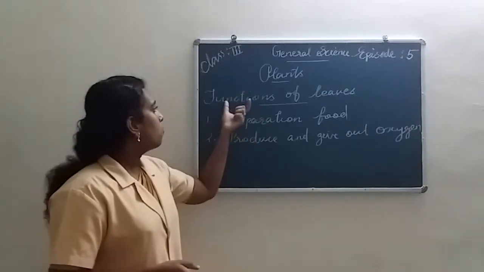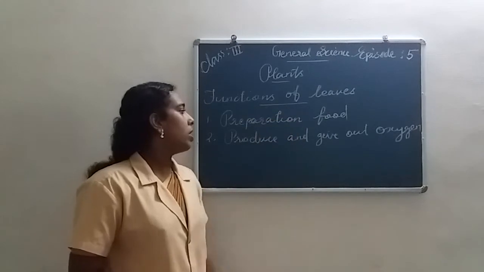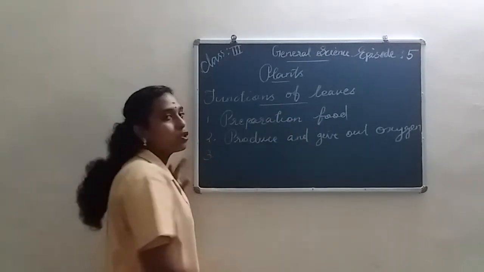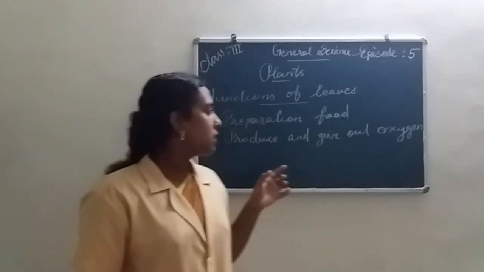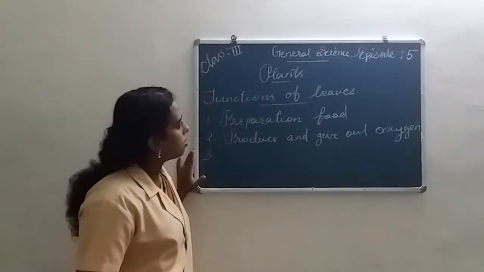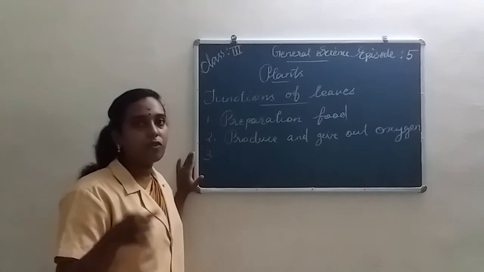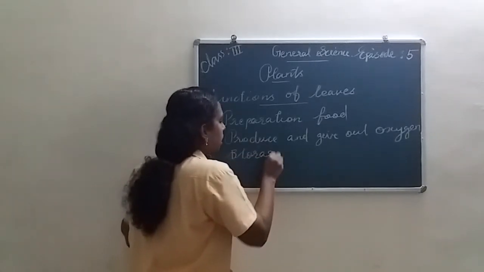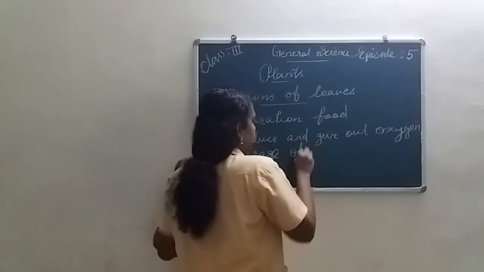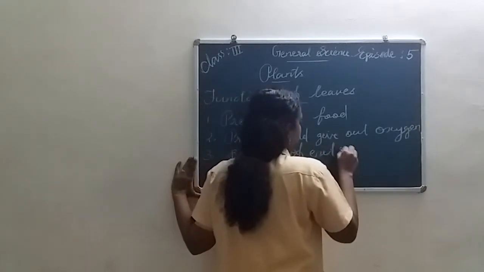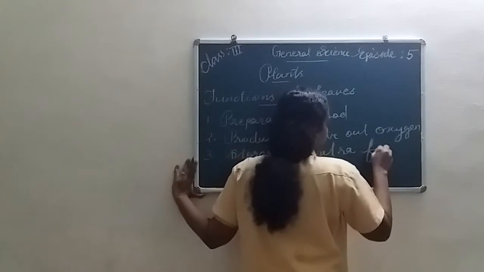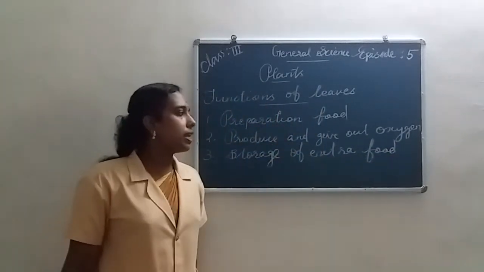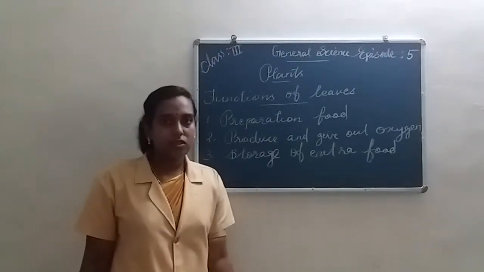Okay, so these are the functions of leaves: preparation of food, produce and give out oxygen, and the third one is storage of food. Leaves store extra food in them. These are the main functions of a leaf: preparation of food, produce and give out oxygen, and storage of extra food.